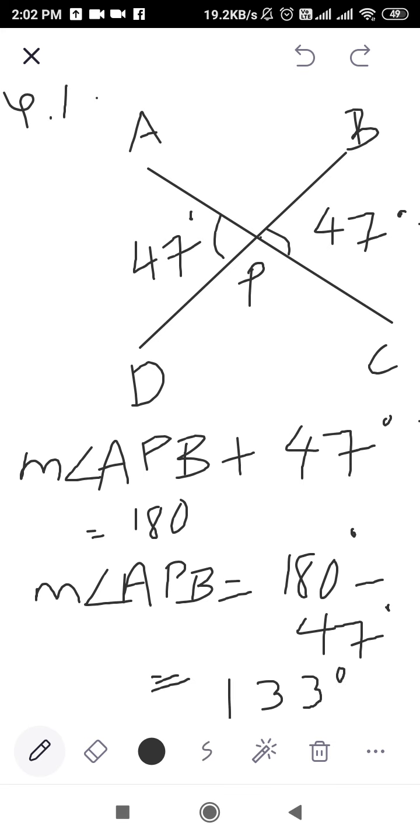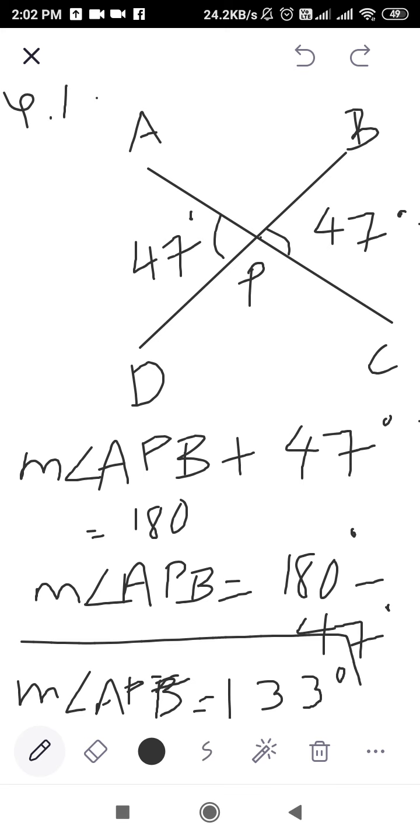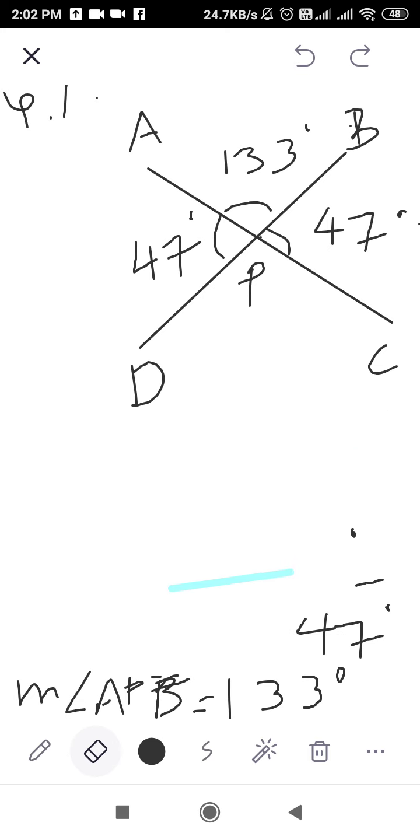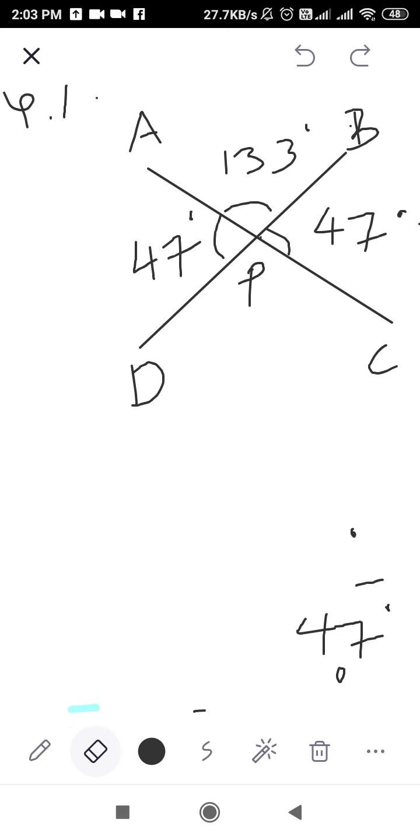It means, what is the final answer? Measurement of angle APB is equals to 133 degree. Okay. So it's what? 133 degree. Okay. Now we have to find the measurement of angle DPC also. So angle DPC is the opposite angle of APB. Simply it will be of equal measurement, right?